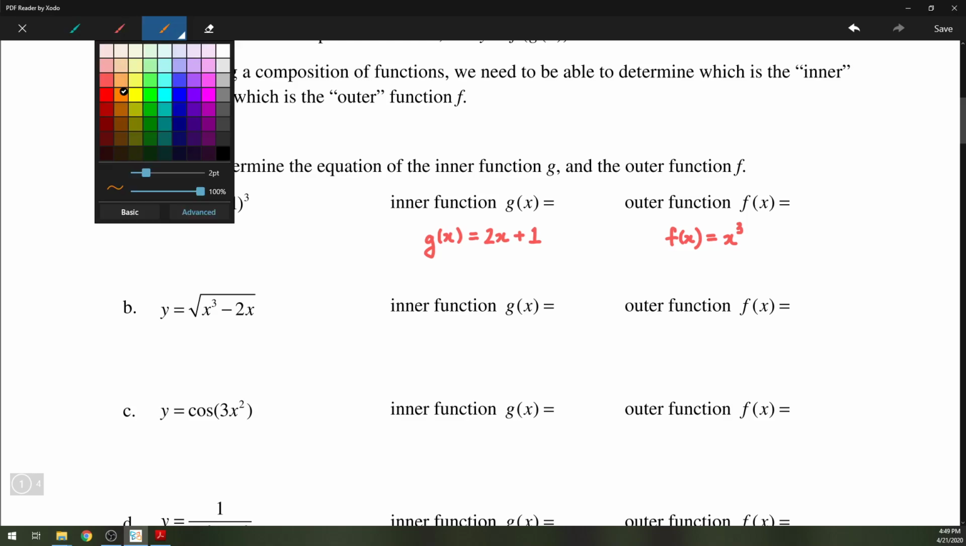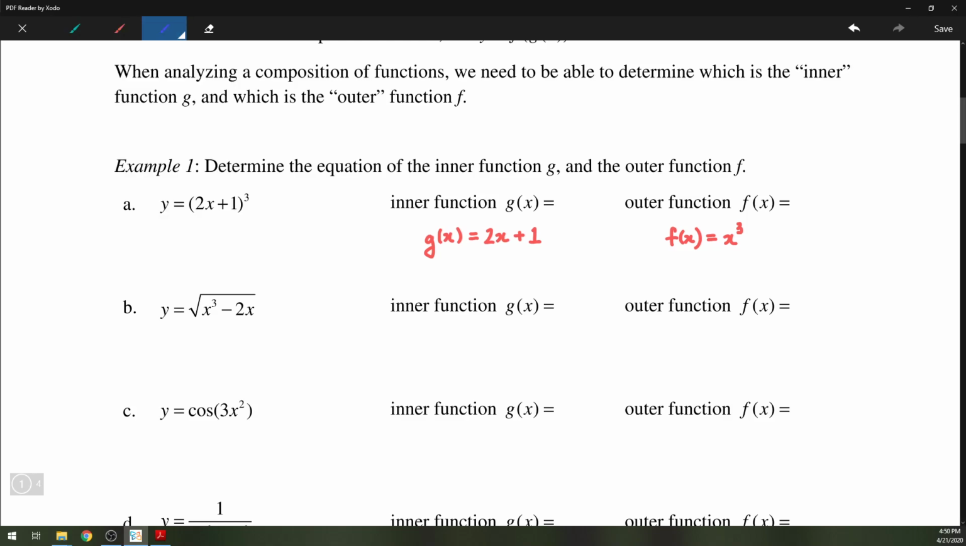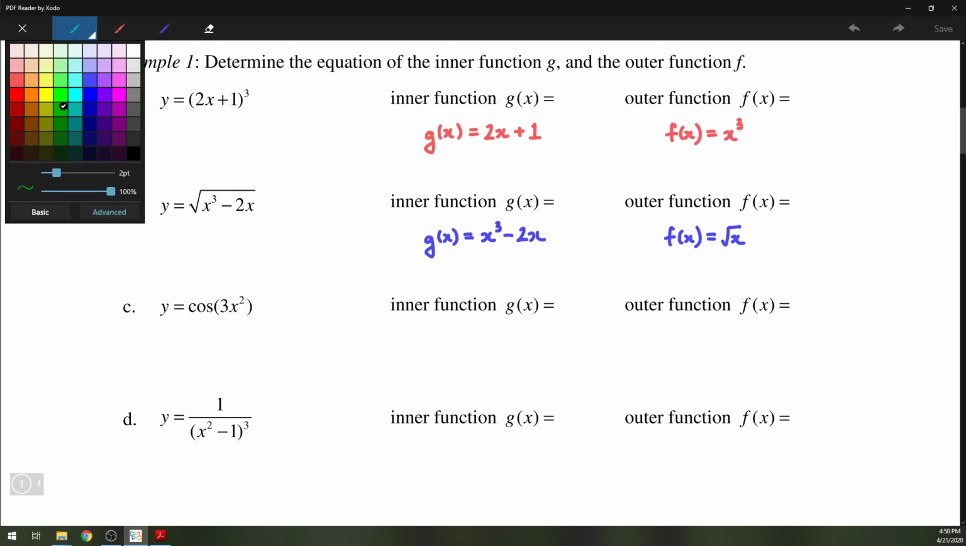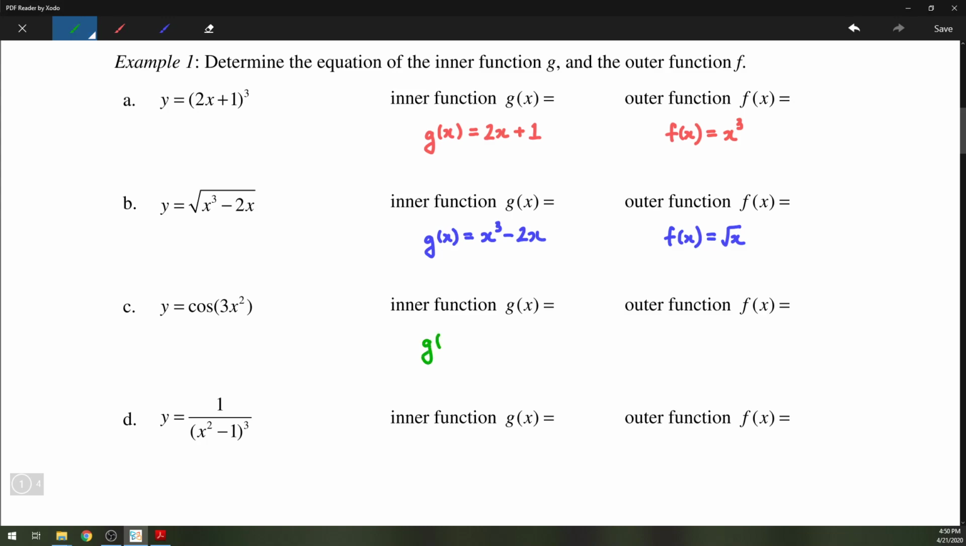Likewise, for the next example, the inner function will be what's underneath the radical sign, so that would be x cubed minus 2x, and then the outer function would be the square root of x. Okay, with trigonometric functions, also pretty straightforward. So in this case, the inner function is the argument inside of the trigonometric function, so that would be 3x squared. And the f of x would be the trigonometric function itself, in this case, cosine x.